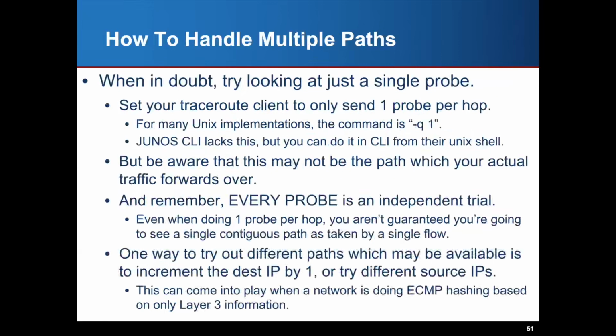So when in doubt, the really easy way to work around that is just to send one probe. For example, your basic Unix implementation, it's going to be -Q1. Junos, for whatever reason, the last time I wrote the slide, lacked that, but you could do it from the Unix shell. That gets you one particular path. So you know that all the way through from one to the other, you're looking at one ECMP path. But be aware that it might not be the path over which your actual traffic is forwarding.